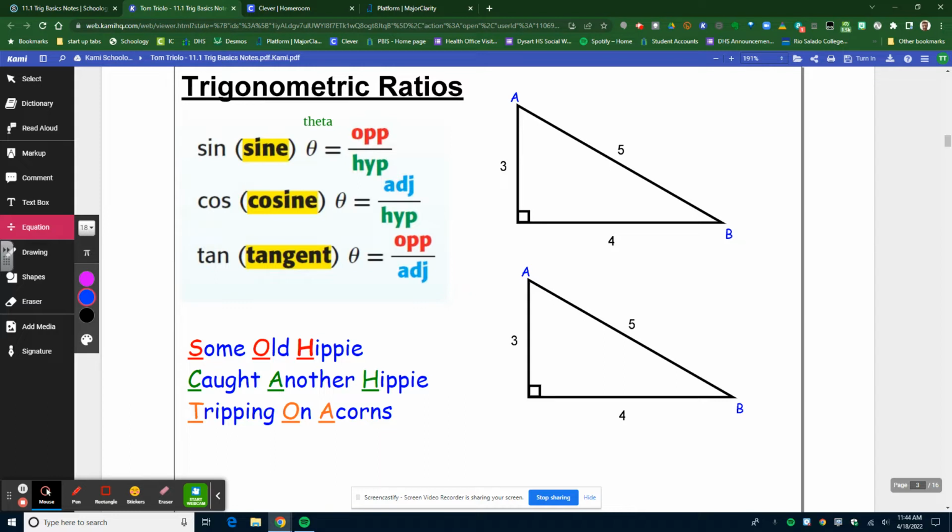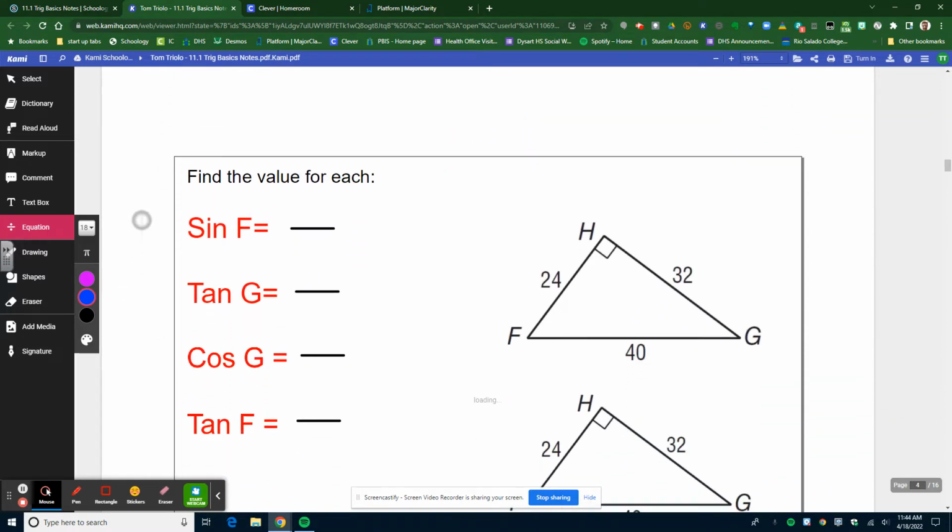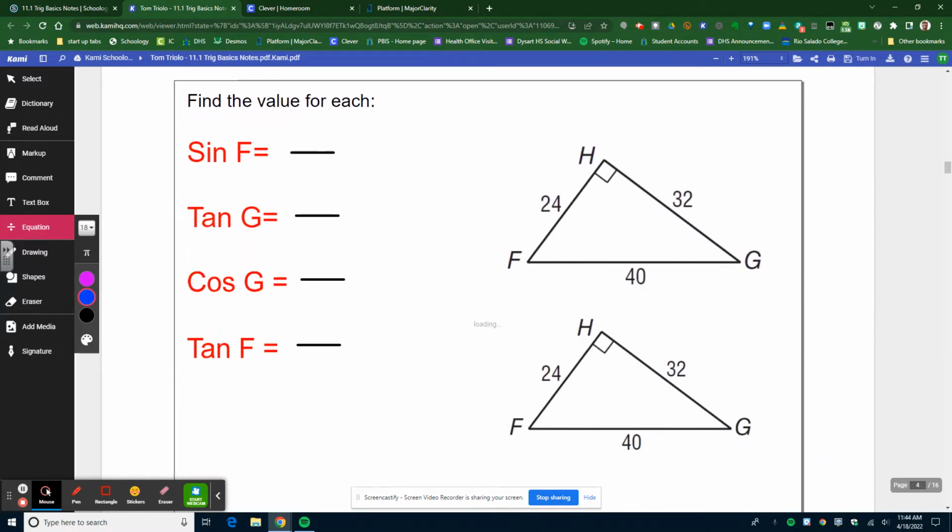Some old hippies caught another hippie tripping on acorns. So that is the school appropriate version of it. Tripping on acorns. Sure. If you've ever walked on acorns, you could definitely trip on them. All right. Remember, we're being recorded. All right.